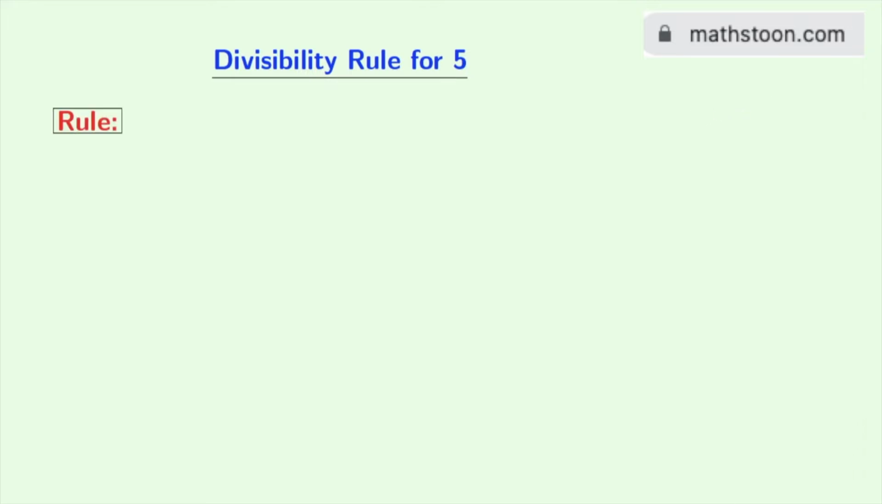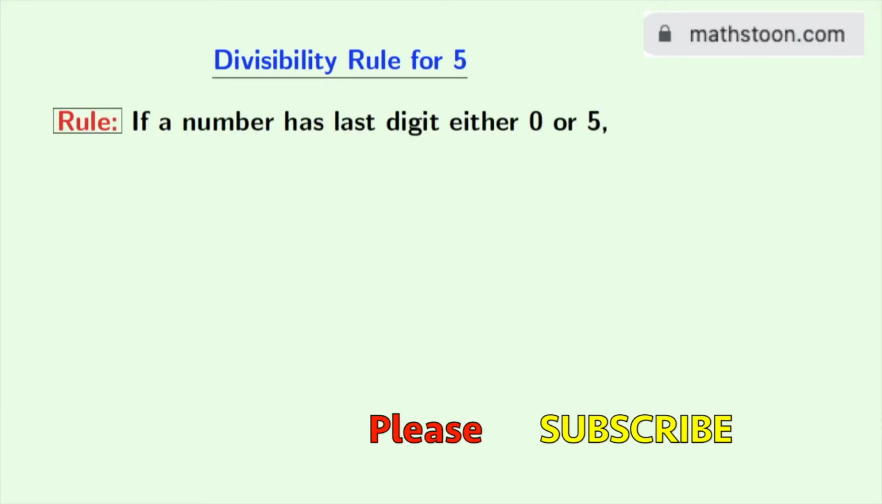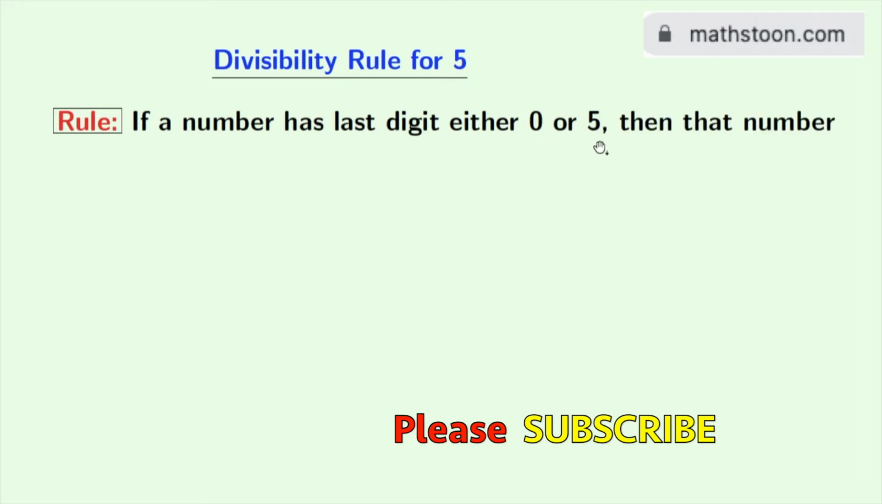The rule is given here. If a number ends with 0 or 5, then that number will be divisible by 5. Now let's understand this rule with some examples.